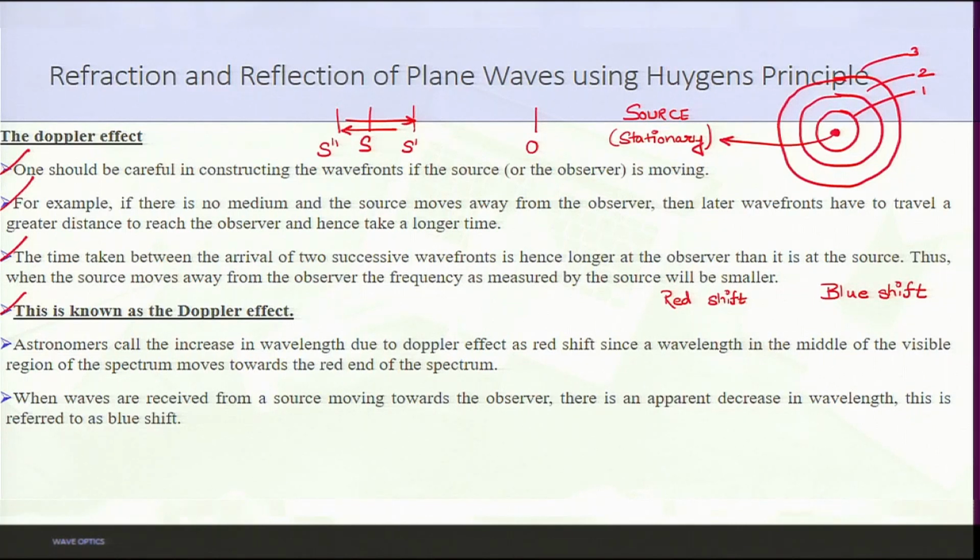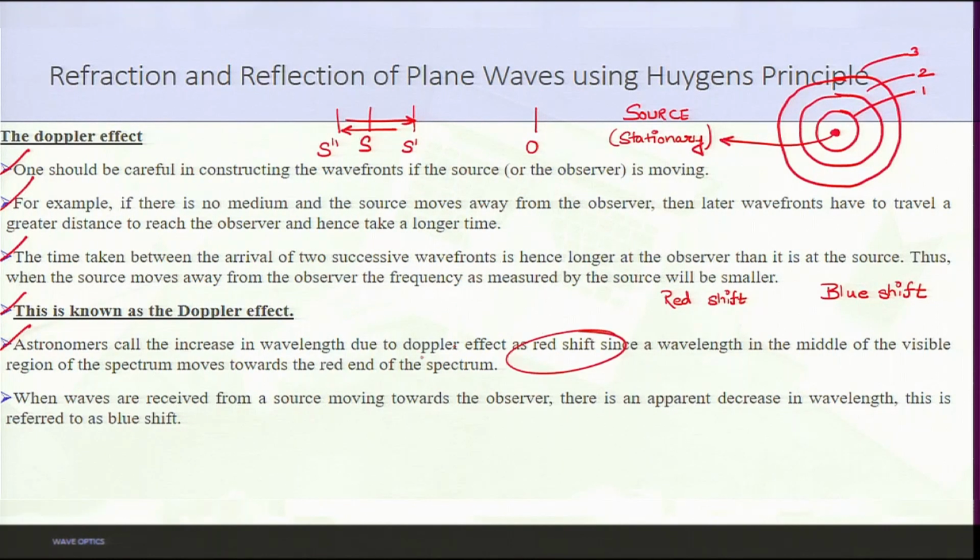So, astronomers call the increase in wavelength due to Doppler effect redshift, since a wavelength in the middle of the visible region of the spectrum moves towards the red end of the spectrum. This red end is nothing but part of the complete VIBGYOR line which we see, or the complete explanation of a prism's colors which come out after diffraction and all.